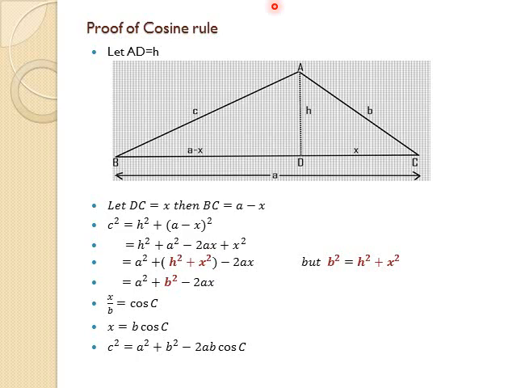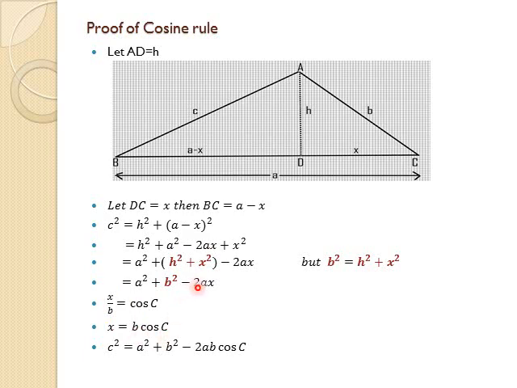But if we look at the top of the drawing, h squared plus x squared equals b squared according to the theorem of Pythagoras. So in place of h squared plus x squared, I put b squared, minus 2ax. Right? Now, for the x here, I need to understand if I say the cos of C, adjacent over hypotenuse, so cos of C, x divided by b equals cos C. So x then equals b cos C.